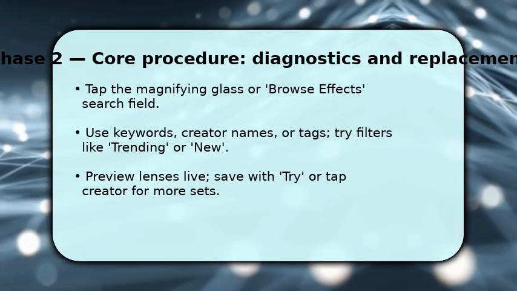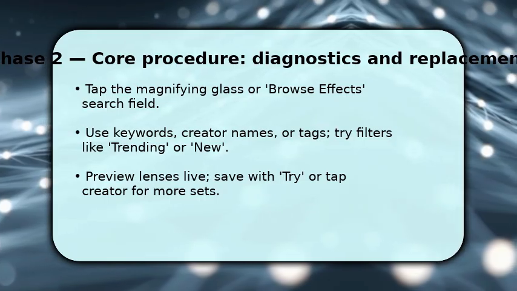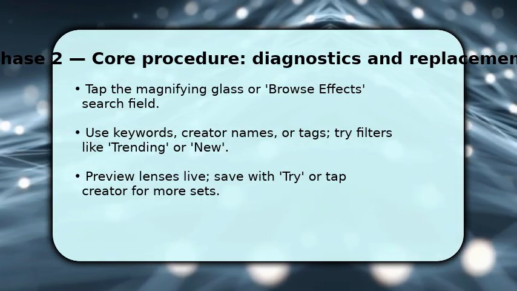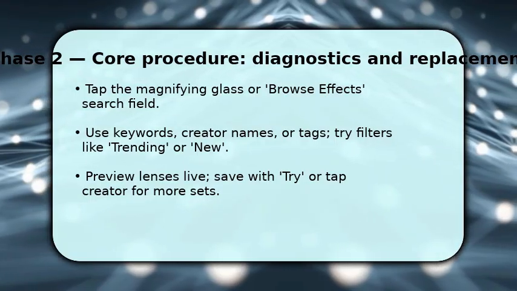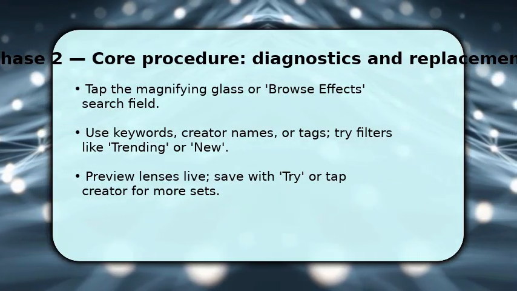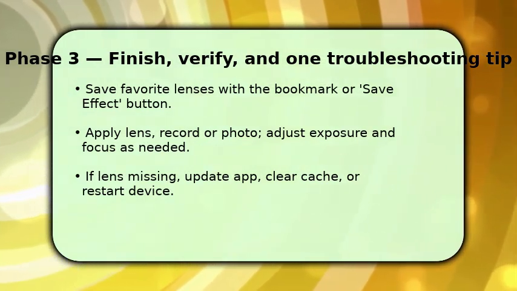When you find candidates, preview them live on your camera to check lighting and fit. Make sure to tap Try to Test fully, or visit the creator page to explore related lenses and collections before saving. Finish by saving the lens for easy access. Tap the bookmark or save effect so it appears in your camera tray.